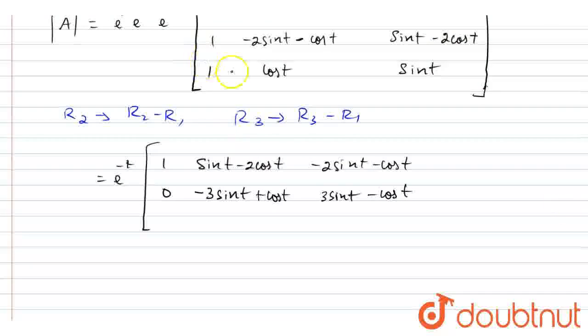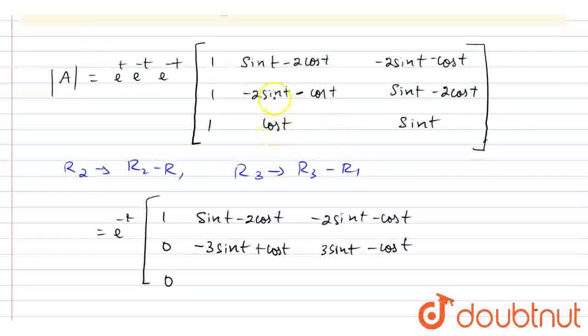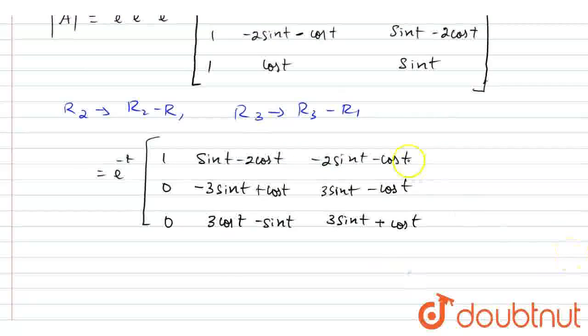And then the R3 value is minus R1 value, so 1 minus 1 is 0, and then here cos t minus this one, so minus 3 cos t minus sin t, we will get sin t minus of minus plus, so 3 sin t, and then plus cos t. So this is the determinant value we will get here.